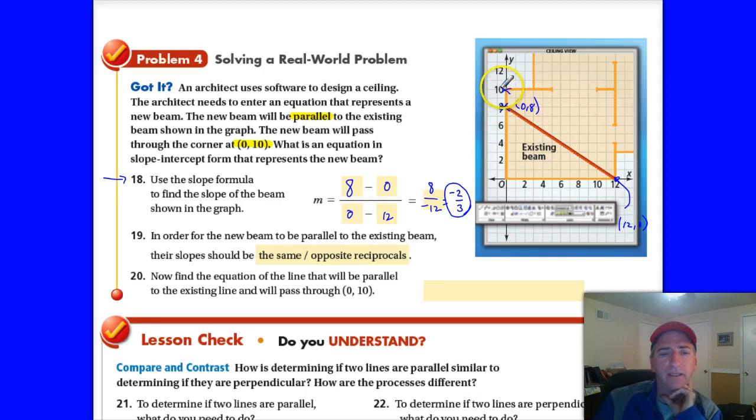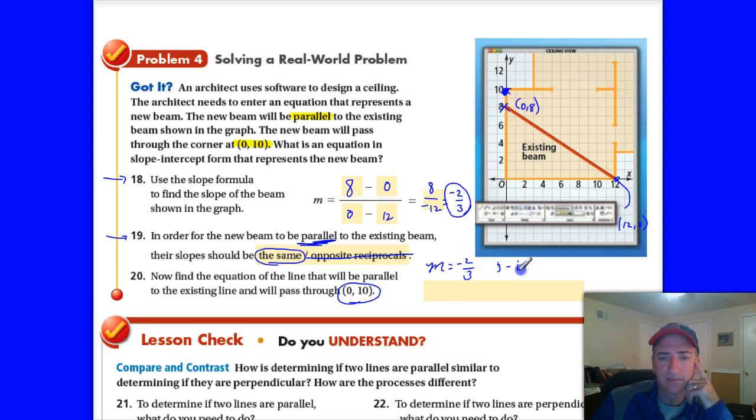But what we want is for the beam to go through this point. So first thing we want to do is realize that if the new beam is going to be parallel to the existing beam in number 19, the slopes must be the same, because it's parallel, not opposite reciprocal, that's perpendicular. So now find the equation of the line that will be parallel to the existing line and pass through this point.